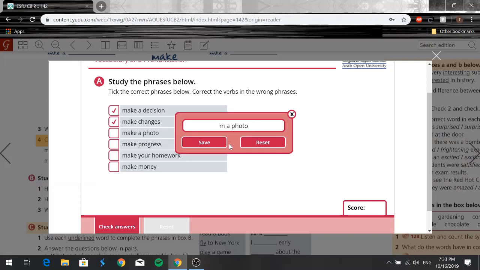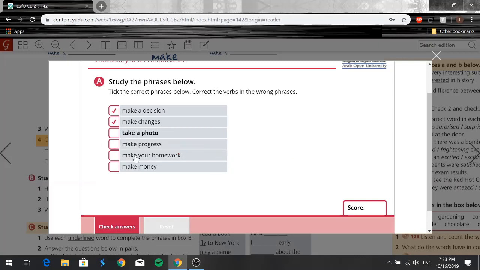So we'll say take a photo, right? I never say make a photo. Have you ever gone to a photographer and said, hey, can you make a photo of me? No, because it's wrong. You say take a photo. Okay, so take a photo.